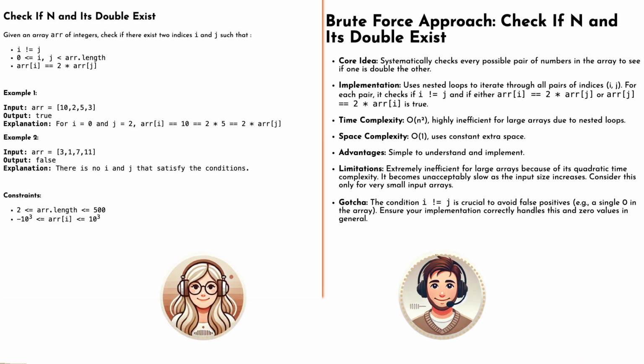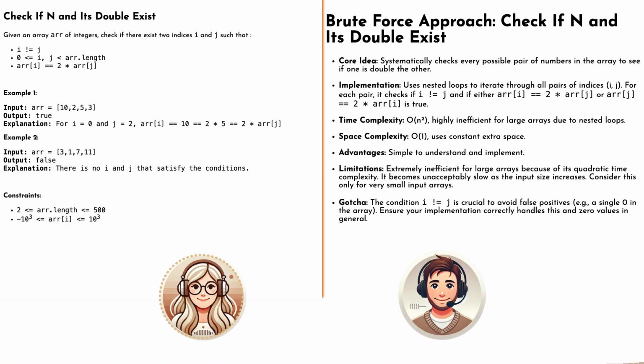Good question. There is one little catch. The two numbers in the pair have to be at different positions in the array. So no cheating by using the same number twice, even if it's its own double. Well, that makes sense. So we can just say that 0 is its own double because it's in the array twice. Exactly. Good catch. So now that we have the problem down, let's talk about the first approach, brute force.